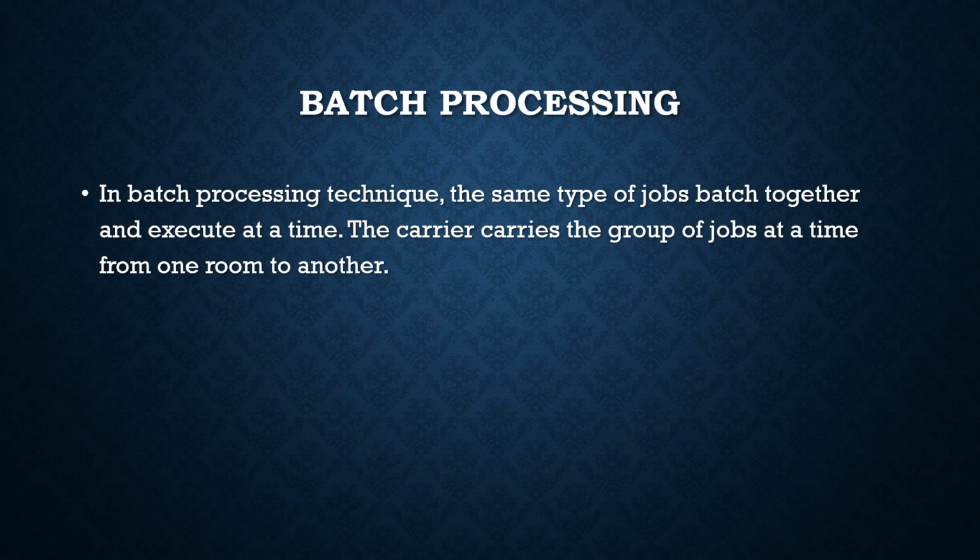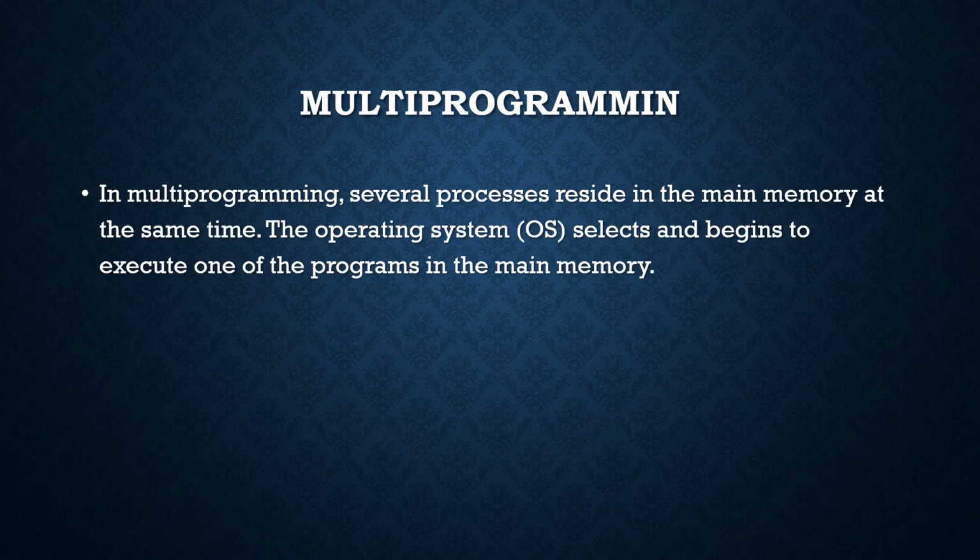Multi-programming is a technique used to execute multiple programs simultaneously on a single processor. In multi-programming, several processes reside in the main memory at the same time. The operating system selects and begins to execute one of the programs in the main memory.